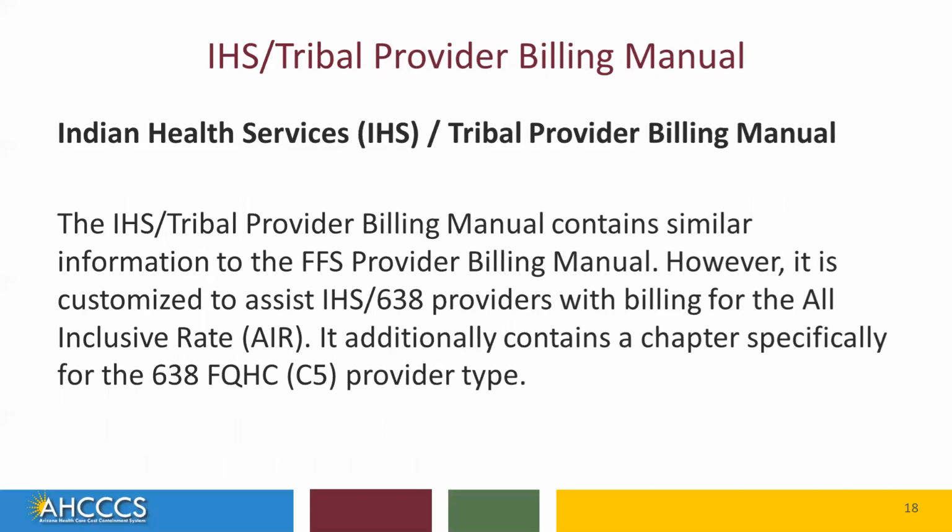Next we have the IHS Tribal Provider Billing Manual. This contains similar information to the fee-for-service provider billing manual. However, it is customized to assist IHS 638 providers with billing for all inclusive rates, the AIR. It additionally contains a chapter specifically for the 638 FQHC, provider type C5.